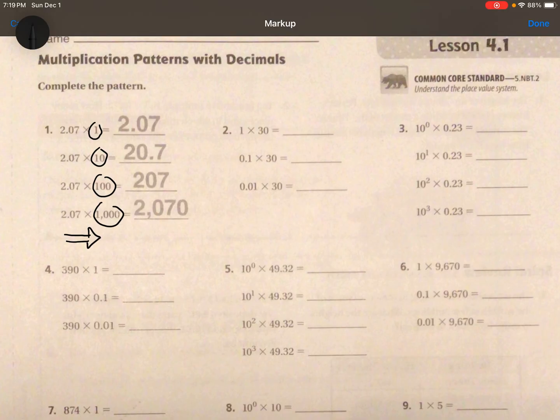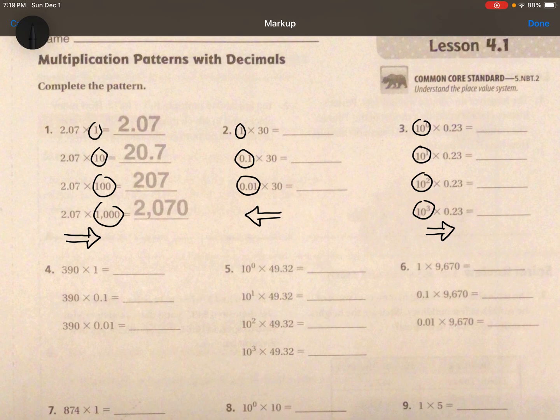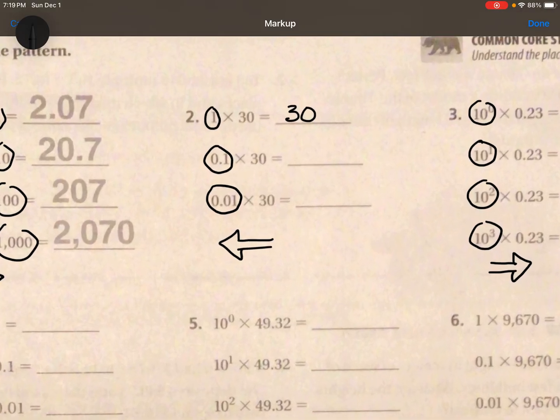Okay, so starting with number 1, you notice that these are increasing by powers of 10. So that means the decimal should be moving to the right and the number should be getting larger. When we look at this one, we're going to be decreasing, because we are multiplying by a decimal or a fraction. And then this one for number 3, we are multiplying by powers of 10, so our decimal will be moving to the right. So let's start with number 2.